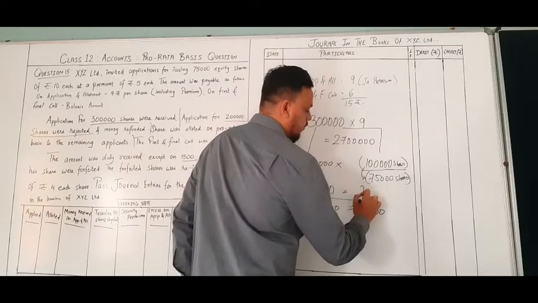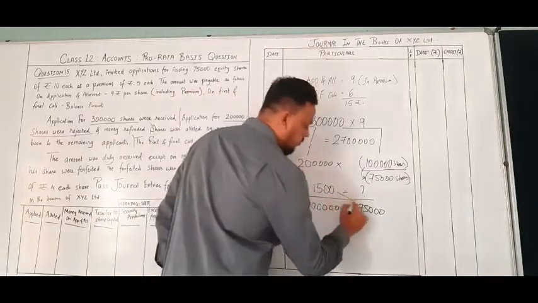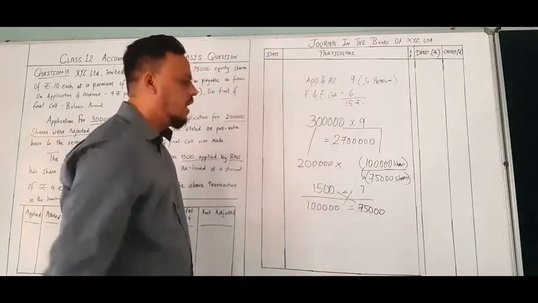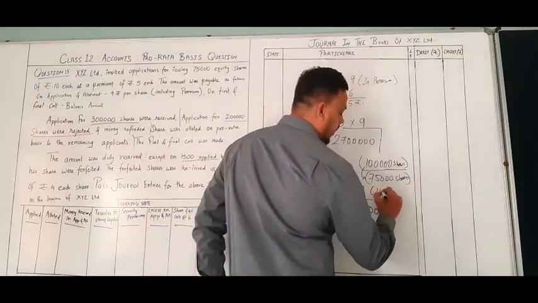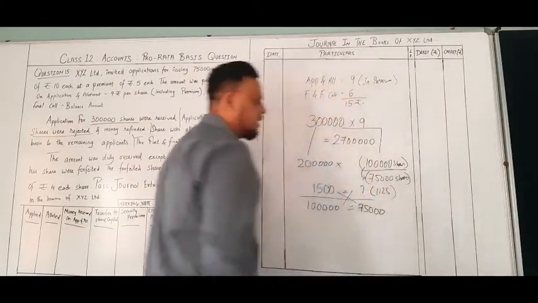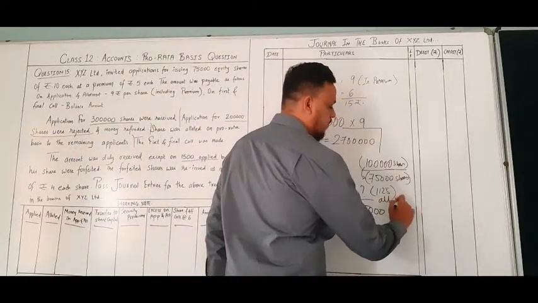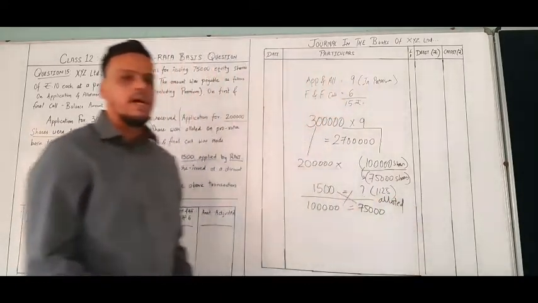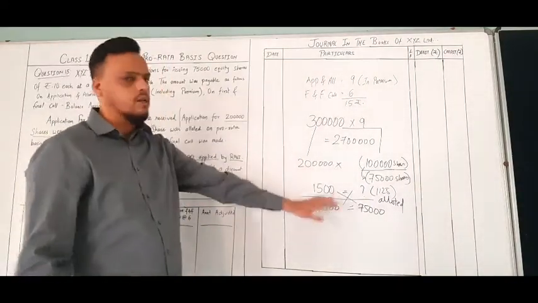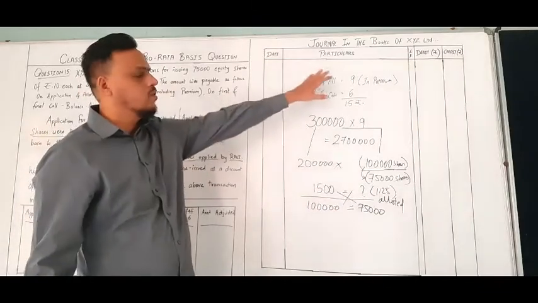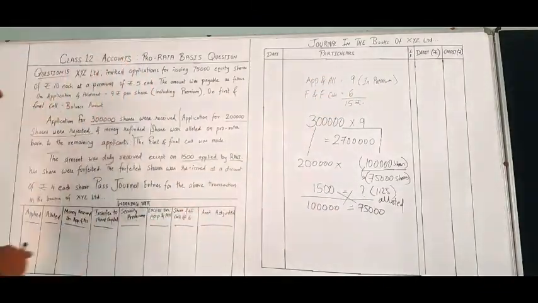So in 1 lakh we have issued 75,000. So 1500 how much? What we will do is cross multiplication. After doing cross multiplication, we will get 1125 shares. These are the shares allotted by the organization. I am doing this as a rough working because there is not enough space, so you can understand this concept very well.